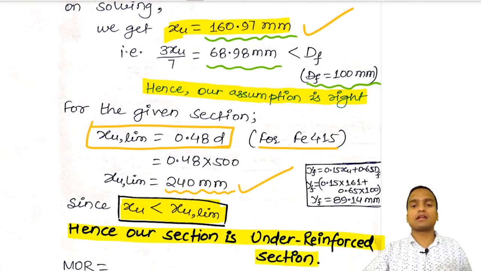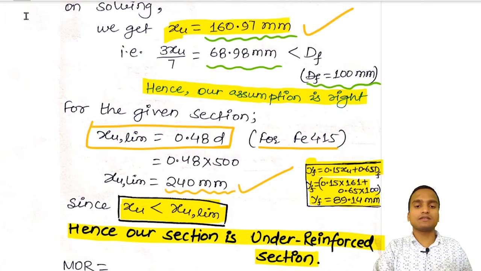Here we have also calculated the value of yf. yf is equal to 0.15 xu plus 0.65 df, and it comes out to be 89.14 mm. So we have to use this equivalent depth of flange, 89.14 mm. We need not use the depth of flange of 100 mm all the time; we have to use the equivalent flange depth only in the equations.